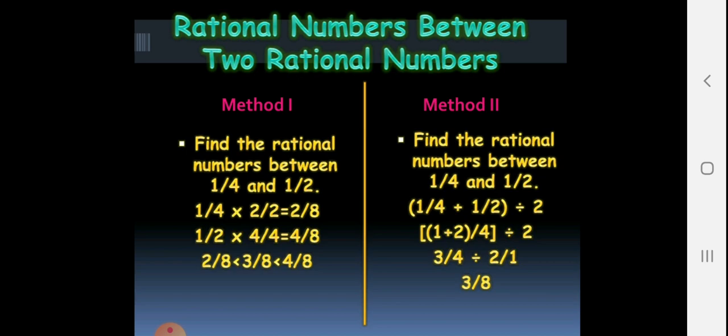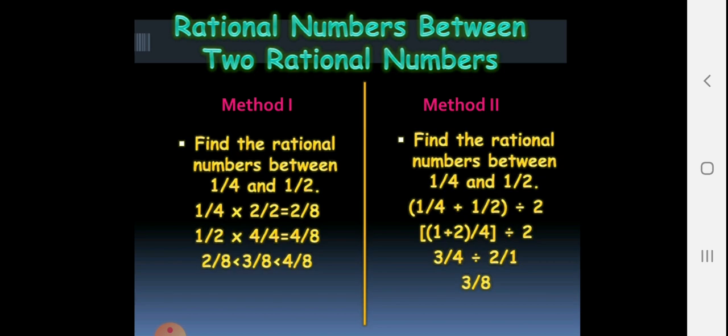What will I do first? I will try to make their denominators the same. So 1 upon 4 is to be multiplied with 2 by 2, and 1 upon 2 is to be multiplied with 4 by 4. So now the answer I have got is 2 upon 8 and 4 upon 8.